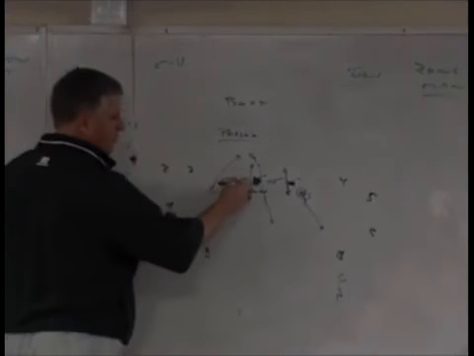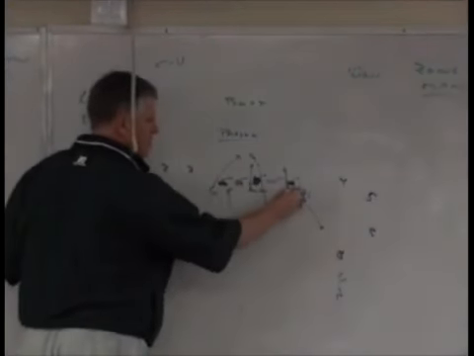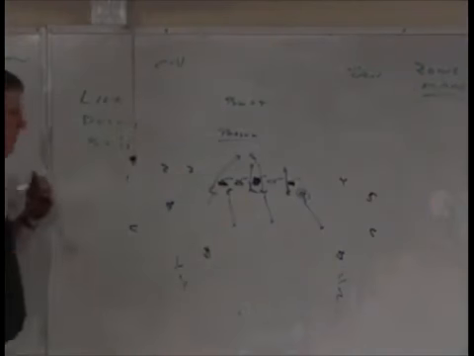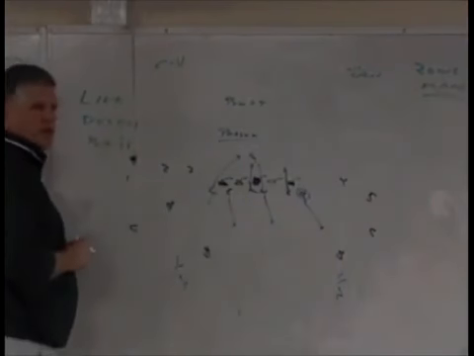Everybody's got a gap. They're all counted. We got a guy in each A. We got a guy in both B's. Got a guy on the edge. All right? They run block, we play the run. Okay? We good?